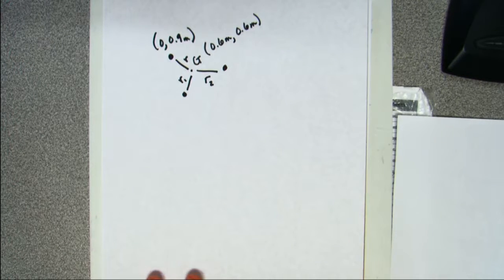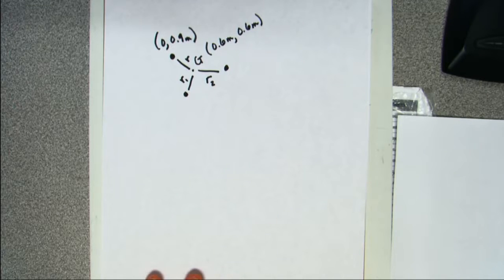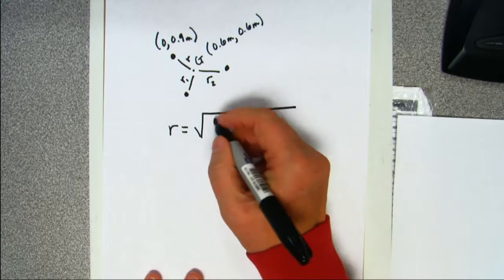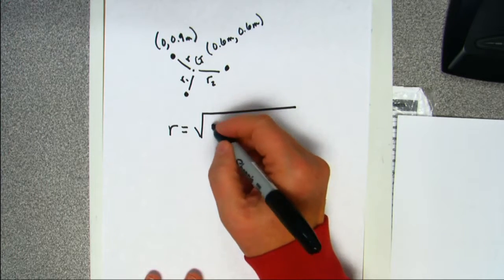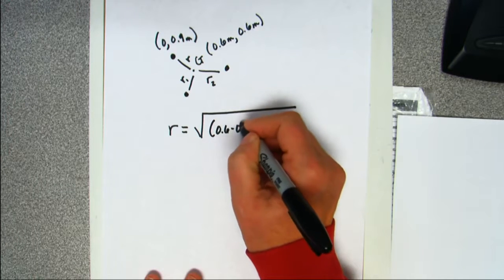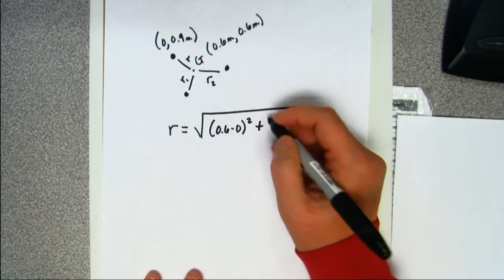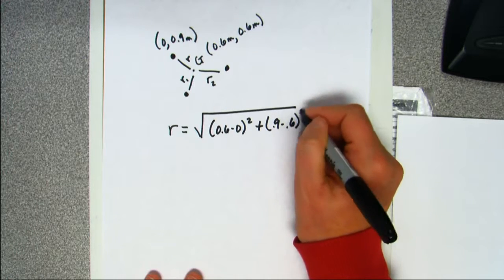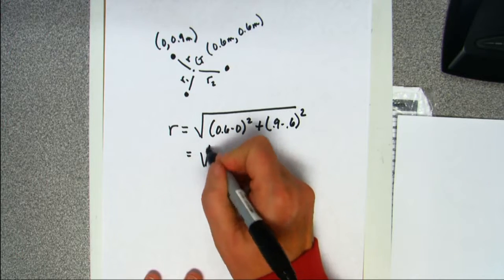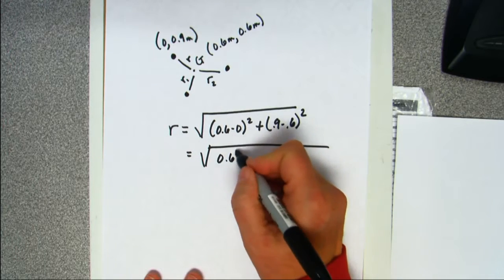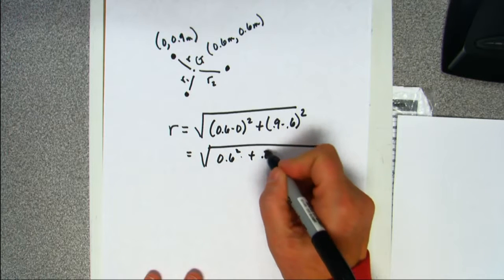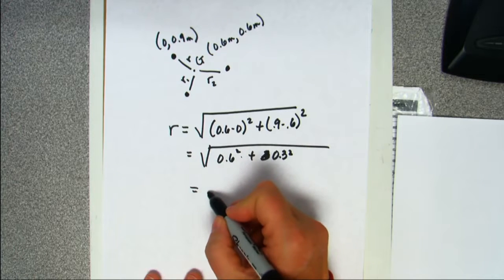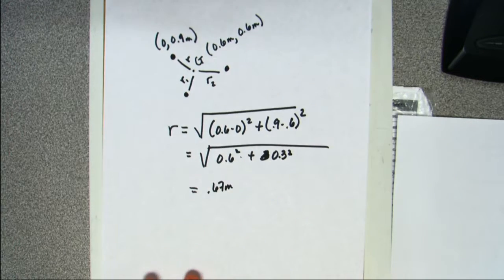Okay, so I don't have my picture drawn, just nice and peachy dandy. But we can find what R is. R is going to be the square root of the difference between my 0.6 minus 0 squared plus my 0.9 minus 0.6 squared. This is going to give me the square root of 0.6 squared plus 0.3 squared. And if I do that, R is going to give me 0.67 meters.